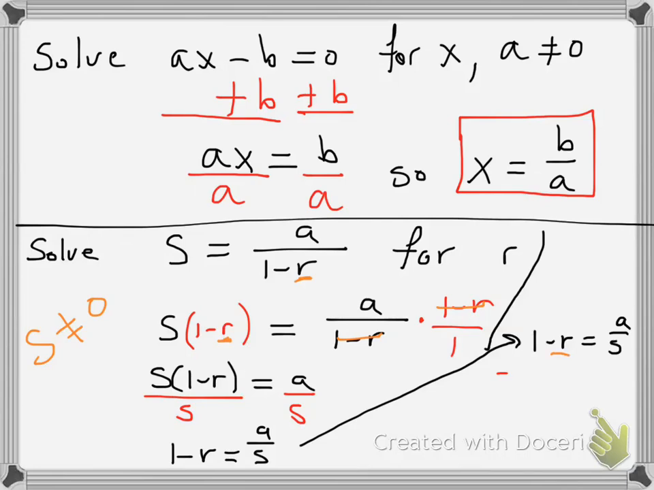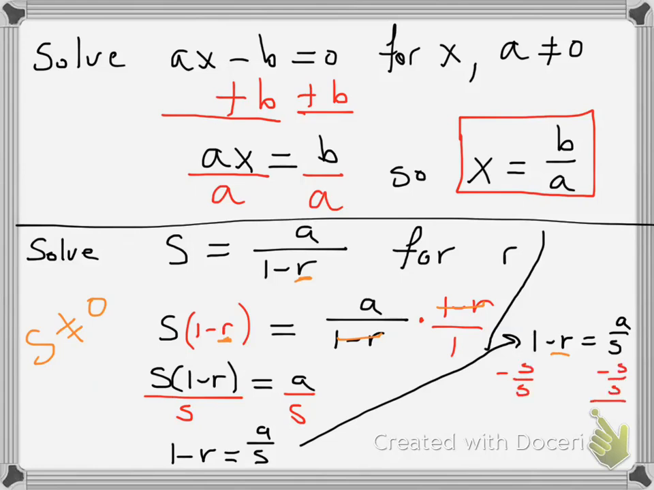Again, we're trying to isolate the r, so we're going to get rid of its neighbor. It's positive 1. So the opposite of adding 1 is to subtract 1. So we're going to subtract 1 from both sides. And then we're going to be really, really clever here, because we're lazy also. 1 is s over s.